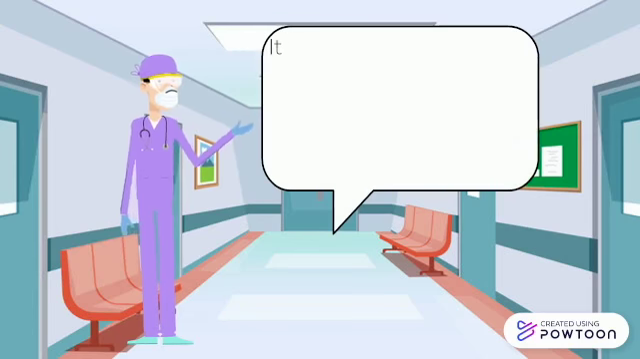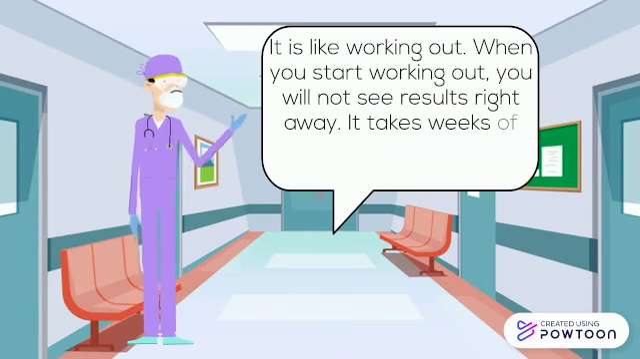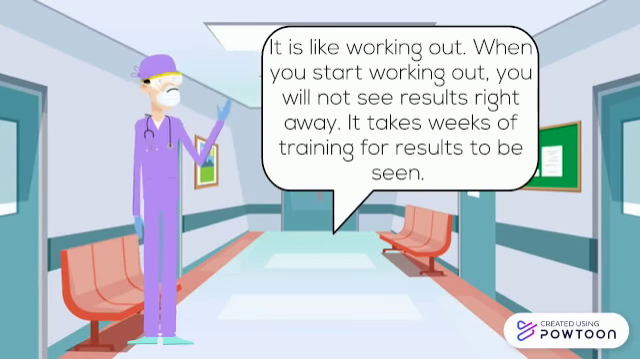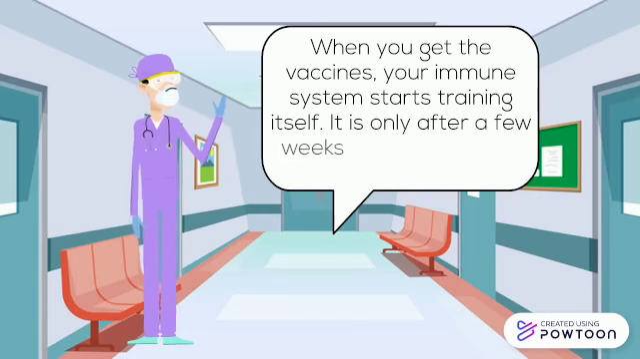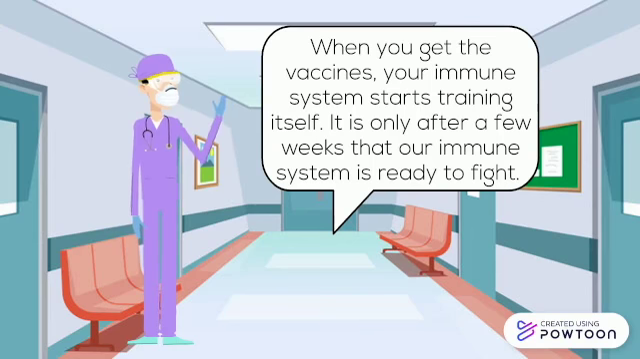It's like working out. When you start working out, you won't see results right away. It takes weeks of training for results to be seen. When you get the vaccines, your immune system starts training itself. It's only after a few weeks that our immune system is ready to fight.